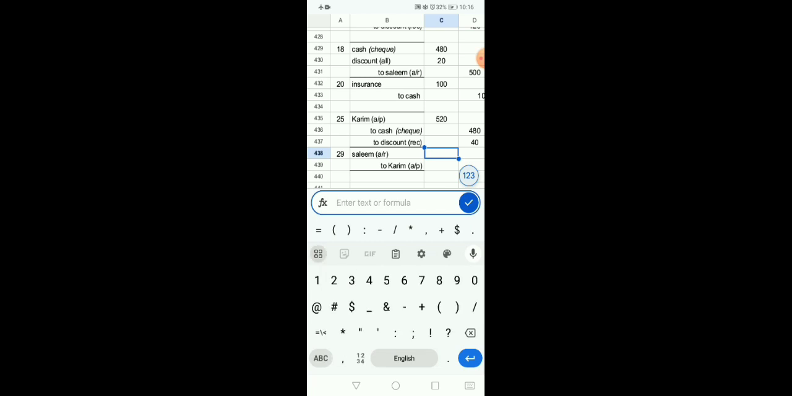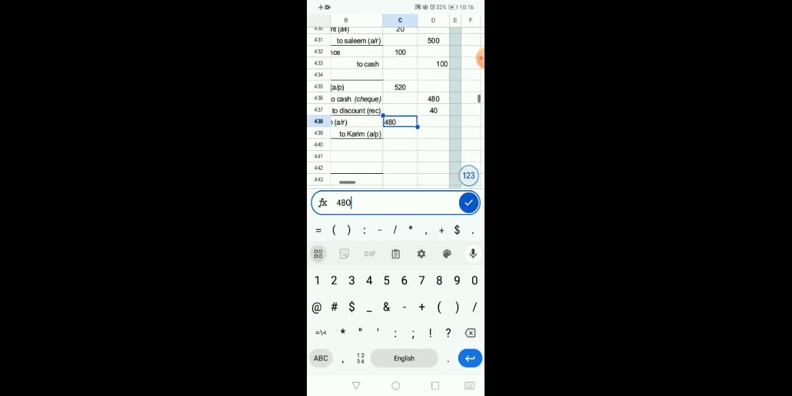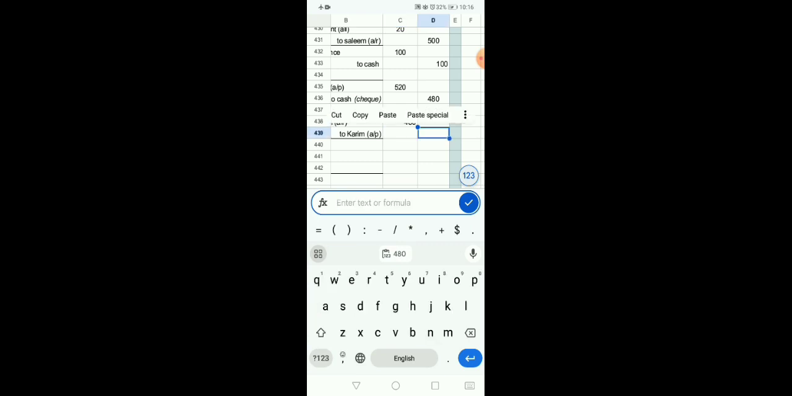What amount we will be writing? As you know, the amount of check would be the same, 480, and the same check you have given, the amount was 480. So you will be writing 480 on debit side, and you are supposed to write the same amount on credit side. This way entry number 29 is completed. Now let's see what is next for us, and that is entry number 30.